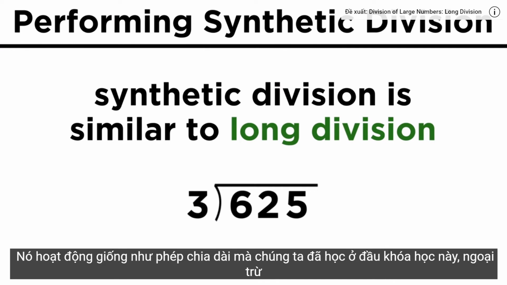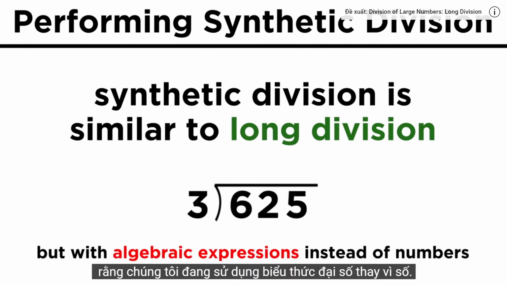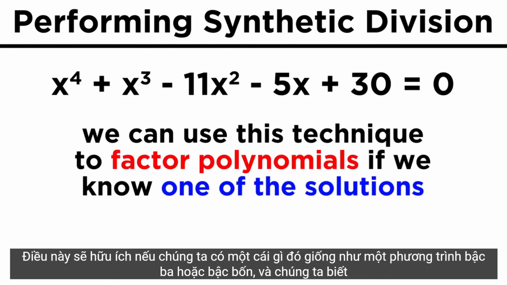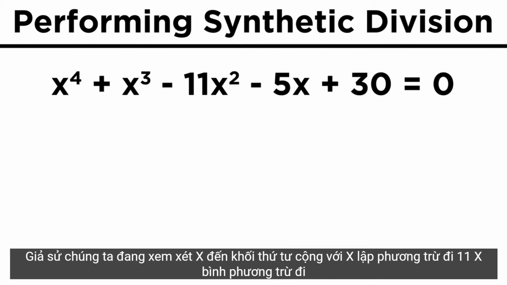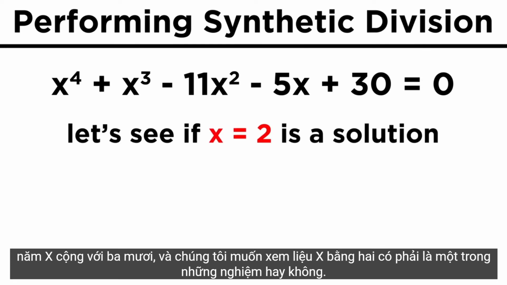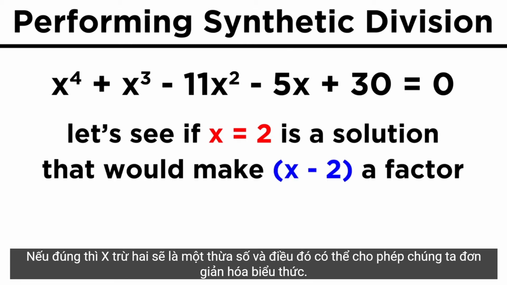It works a lot like long division, which we learned at the beginning of this course, except that we are using algebraic expressions instead of numbers. This will come in handy if we have something like a cubic or quartic equation, and we know one of the zeros. Let's say we are looking at x to the fourth plus x cubed minus 11x squared minus 5x plus 30, and we want to see if x equals 2 is one of the solutions. If it is, then x minus 2 would be a factor, and that could allow us to simplify the expression.